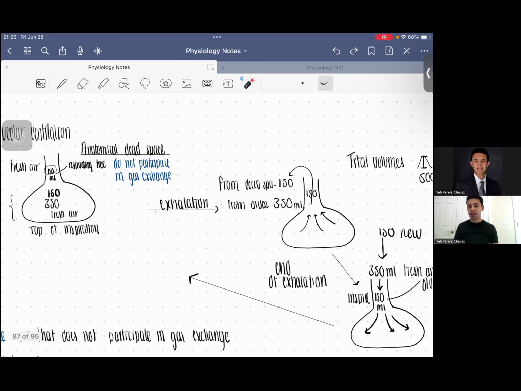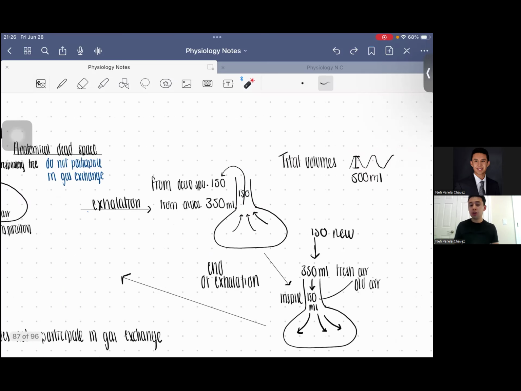Okay, so now we have exhalation, and that's what's gonna happen. We're gonna take out that dead space, and we're gonna take out these 350 milliliters of air, and we're gonna keep 150 milliliters here in our bronchi. Okay, that is gonna become eventually that new dead space.